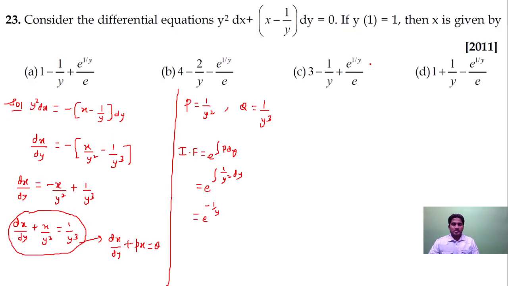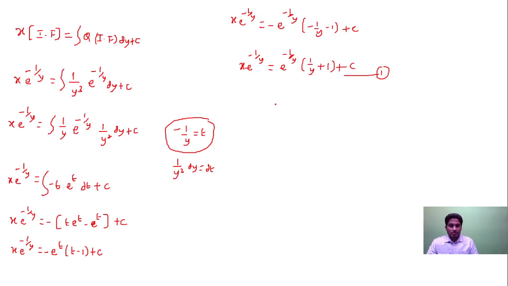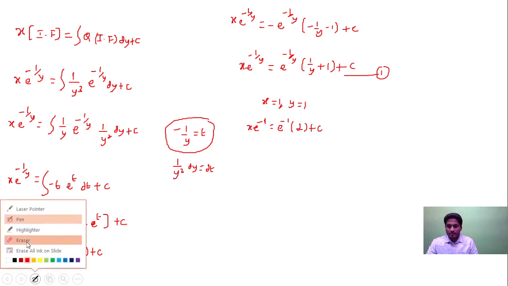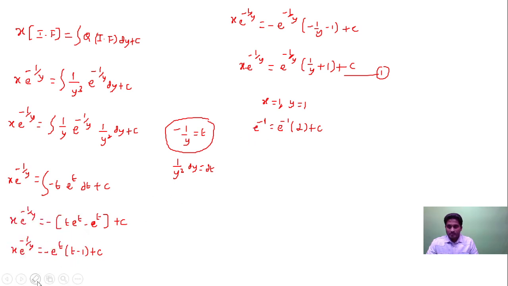Now it is given in the question that y of 1 equal to 1. That is, when x is equal to 1, y is equal to 1. You get x into e power minus 1 is equal to e to the power of minus 1 into (1 plus 1, which is 2) plus c. x is 1, right? So this will be 1 only. So this will be equal to 1 by e minus 2 by e is equal to c. So c is equal to minus 1 by e.